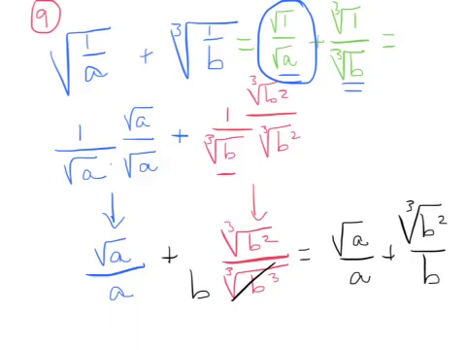Remember, in this denominator here, you just needed to multiply this denominator by whatever it was going to take to give you a perfect cube under that radical sign.